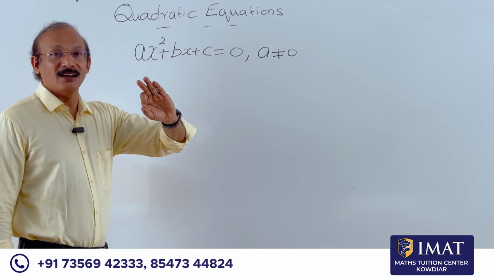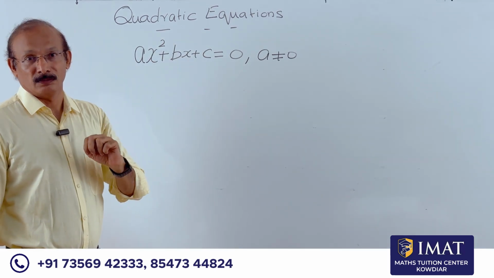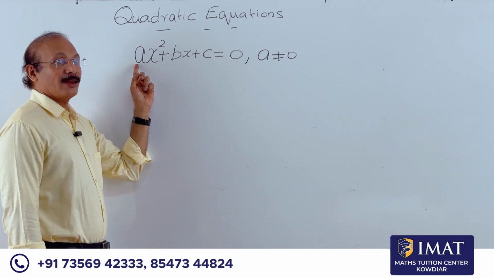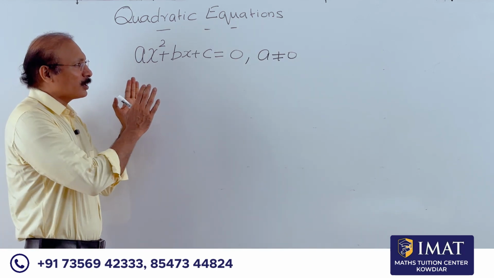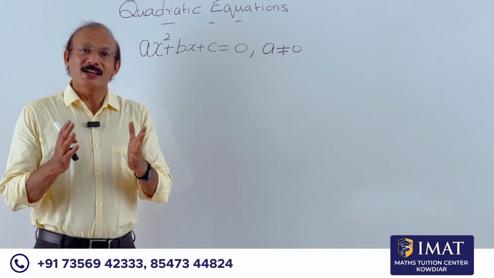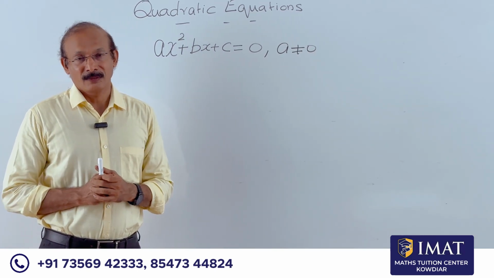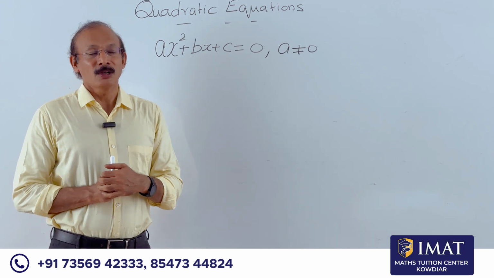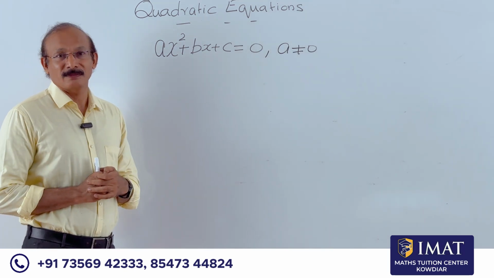The highest degree term in a quadratic equation is 2. So that's why we say a should not be equal to 0. So any equation of the form ax square plus bx plus c is equal to 0 is called a quadratic equation. One equation ആണെങ്കിൽ നമുക്ക് solve ചെയ്യാൻ പറ്റും. So you can solve a quadratic equation.